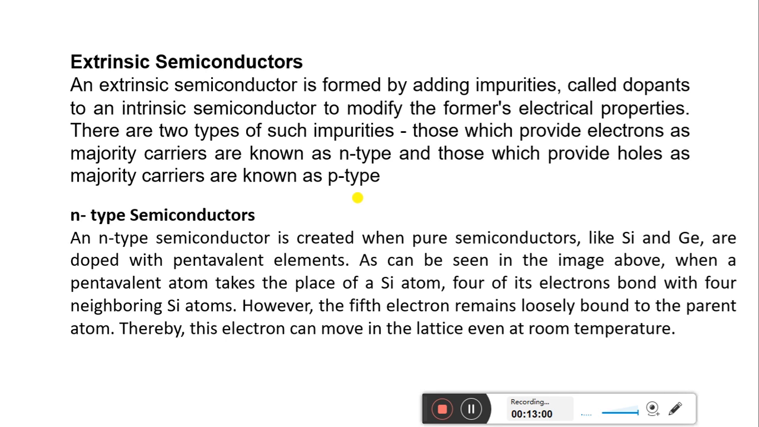Normally, if we provide a temperature, then electrons are thermally excited and they jump from one orbit to another orbit, or they take part in the conduction.